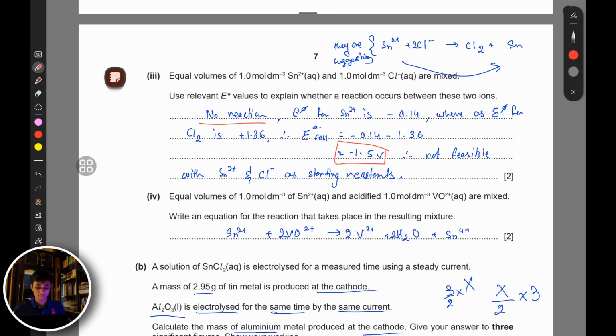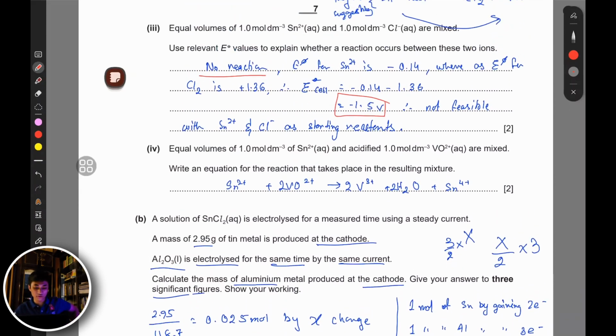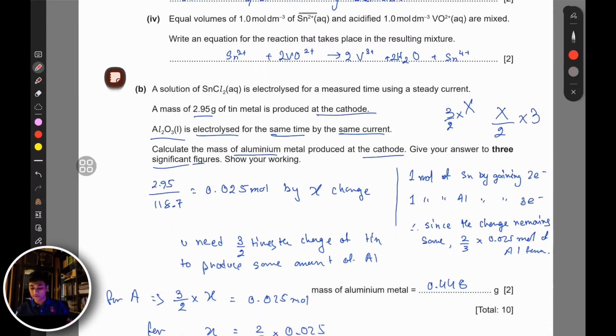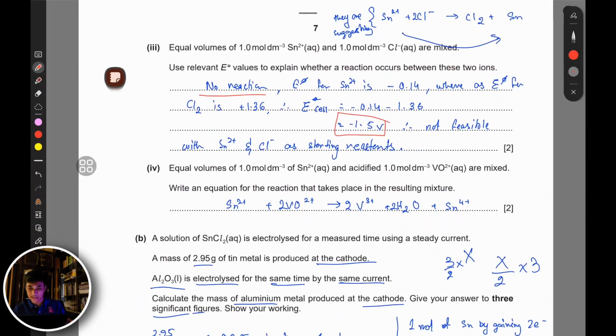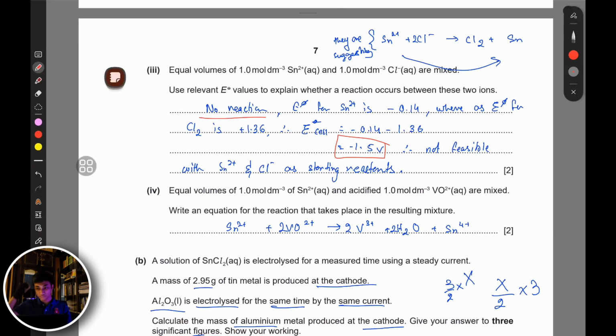Okay, great. So next up, we can look into question 4. Equal volumes of 1 mole per dm cube of Sn2+ and acidified 1 mole per dm cube of VO2+ are mixed. Write an equation for the reaction that takes place in the resulting mixture. Okay, fair enough. So for this reaction, what's happening is you're mixing Sn2+ with VO2+.